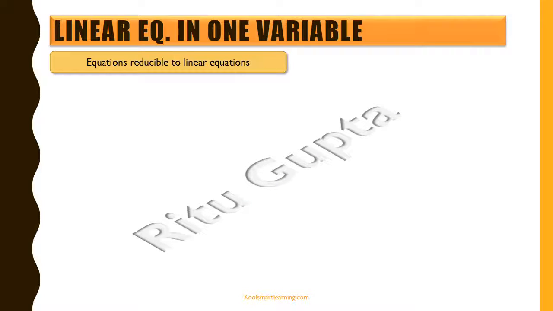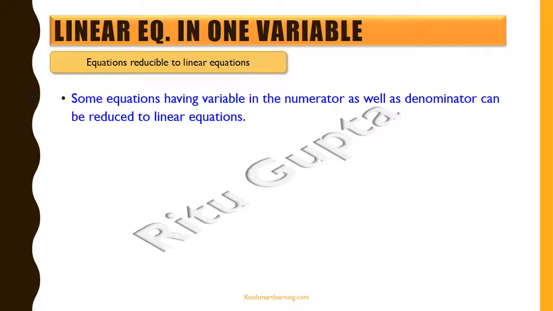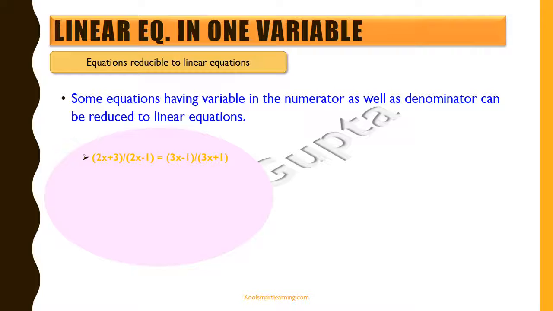Then there are some other equations which can actually be reduced to linear equations. Some equations which have variable in the numerator as well as the denominator can also be reduced to a linear equation, and let's look at one example for that category. If you have (2x + 3)/(2x − 1) = (3x − 1)/(3x + 1), the simple thing to be done here is to bring everything into the numerator and remove the denominator. So what we do is cross multiply the two sides and we get (2x + 3)(3x + 1) = (3x − 1)(2x − 1).